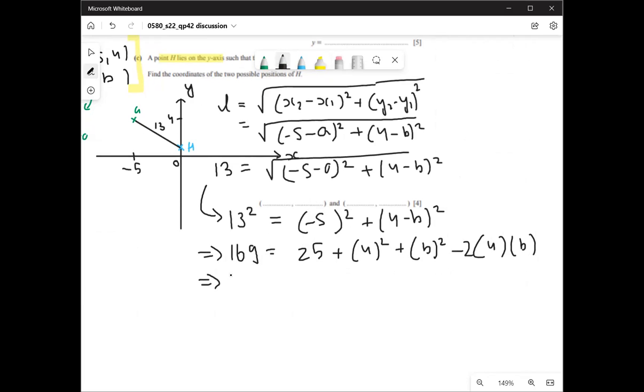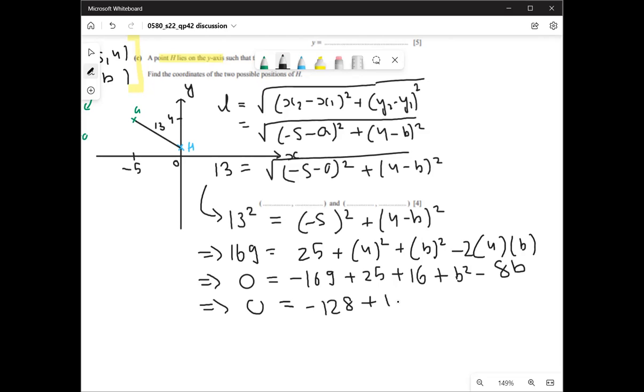Now if I solve this one, it will become 0 is equal to minus 169 plus 25 plus 4 square, which is 16, plus b square minus 8b. Now b over here is basically the y coordinate of H. Now simplify this, Manvi. Tell me the equation. So it's equal to minus 128 plus b square minus 8b.